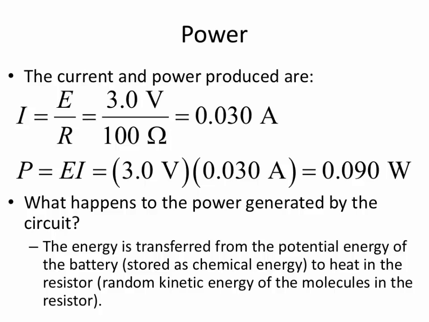The energy is transferred from the potential energy of the battery, remember this is stored as chemical energy, and is transferred to heat in the resistor, that is, random kinetic energy of our molecules in the resistor. And then presumably if this is surrounded by air, some of that heat would then be transferred into the air in our room.